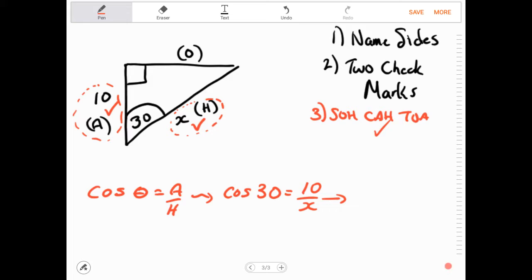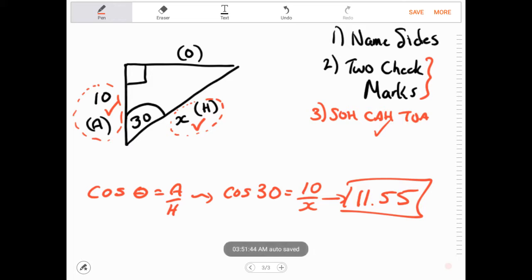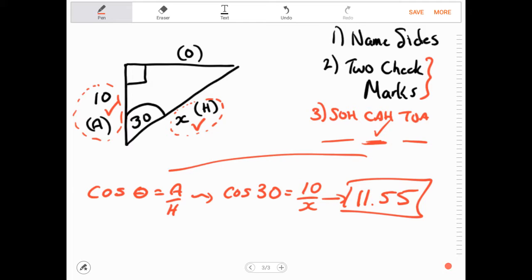Oh, I made a mistake here on my calculator. 10 divided by cosine 30 gives me a value of 11.55, give or take. Okay, so are you seeing here how I had to use the two check marks? One check mark went onto the side that I need to find. One check mark went onto the side that gives me information. And that helps me figure out, do I use SO, CA, or TOA? Of course, it was the CA part, which represents the cosine ratio.